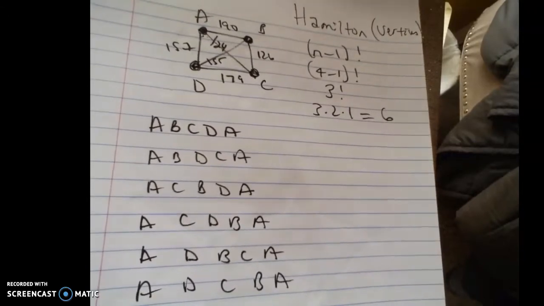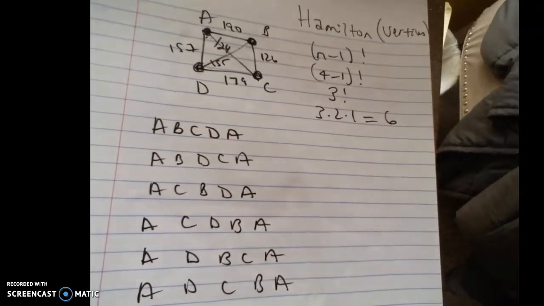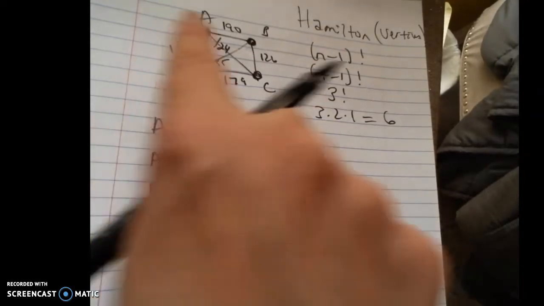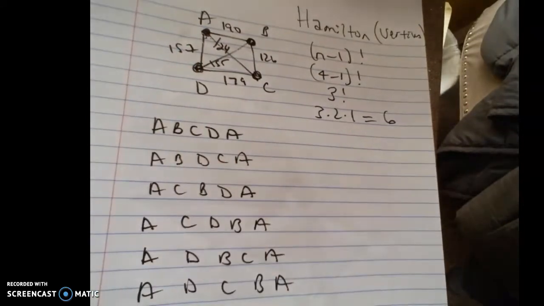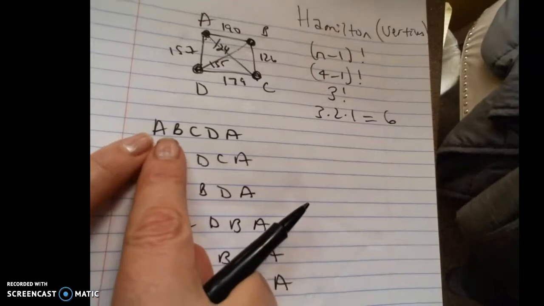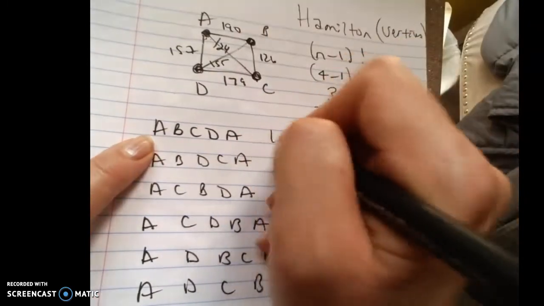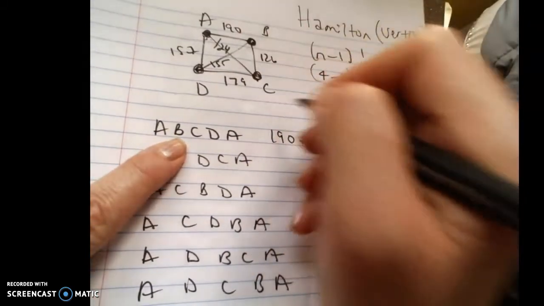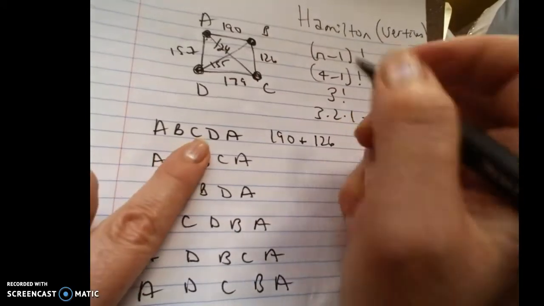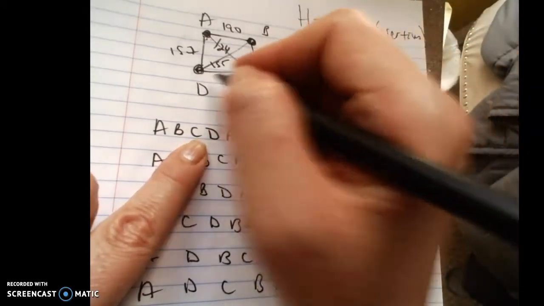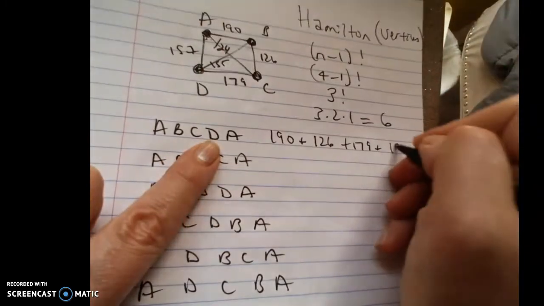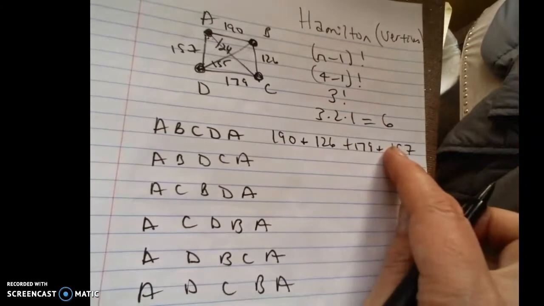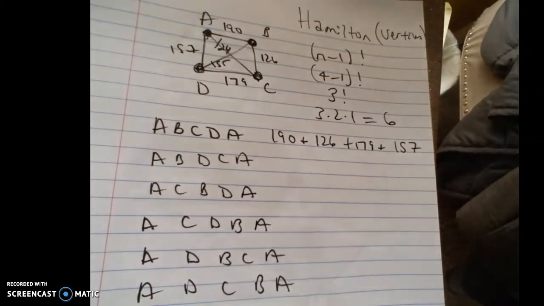All right. So in real life, the brute force method of figuring out the cost of what it would be to fly all these flights and get back home would be to list out all 6 possibilities and then do the math. So for example, A to B costs $190. B to C costs $126. C to D costs $179. And D back to A is $157. And I would add that up, and that would be the cost of that trip, okay?